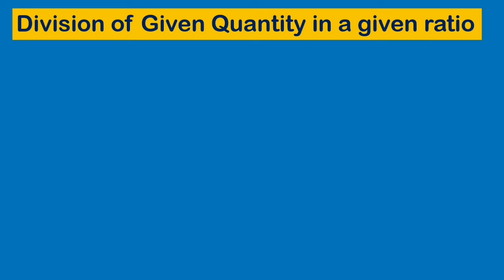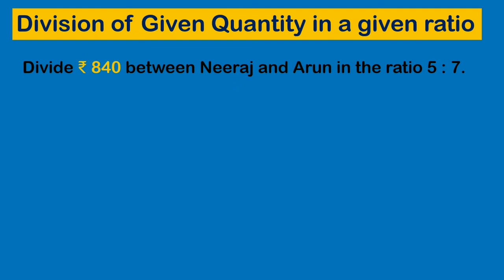Division of given quantity in a given ratio. Let's take one example. Divide rupees 840 between Neeraj and Arun in the ratio 5:7. So for dividing in the given ratio 5:7, first we will find the sum of ratio terms. Means 5 plus 7, which is equals to 12. Now let's find the share of Neeraj and Arun.